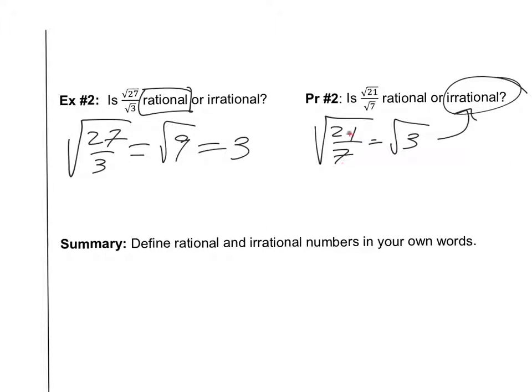All right, so 21 divided by 7 is 3. So I wrote it as one big square root, and then I simplified, and that's just simply square root 3. Square root 3 is irrational. So we got a situation here where both times we were dividing irrational numbers, and one gave us rational and one gave us irrational. So like I said, we just have to simplify those out each time.